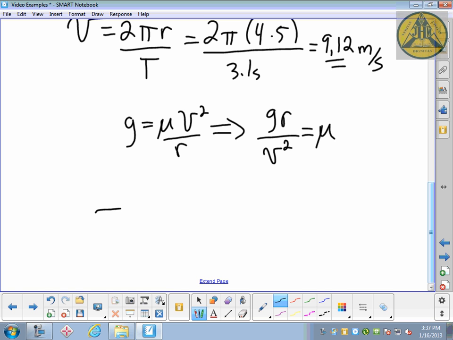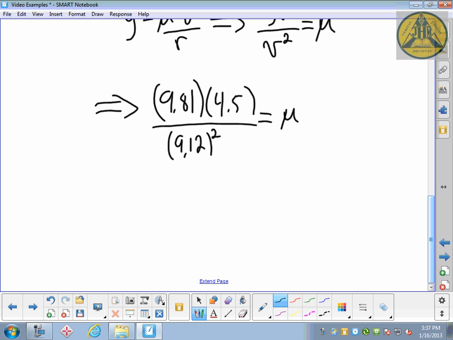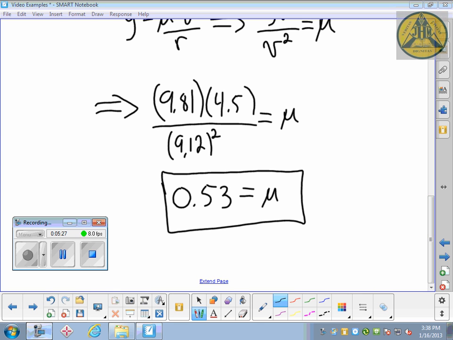g is 9.81. Leave everything positive. r is 4.5. Speed of this thing, 9.12. And then don't forget that's squared. Working all that out, careful with your order of operations and your exponents, and you get 0.53. So the coefficient of friction between the surface and the person has to be at least about half, or 0.53, or this person is going to slip, fall, and meet a fiery demise. Who knows?